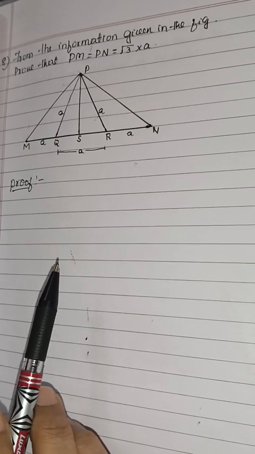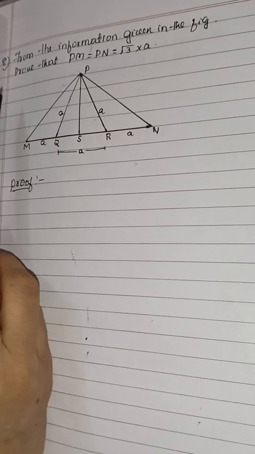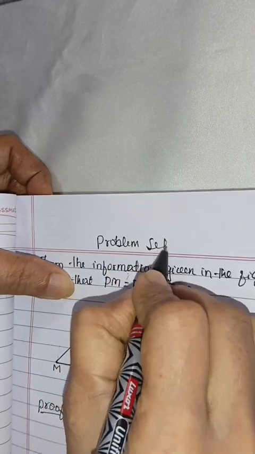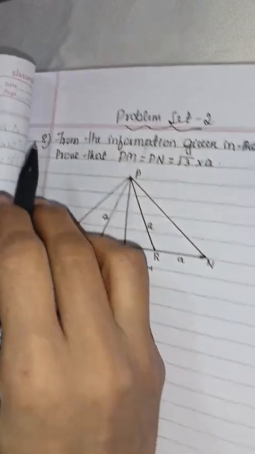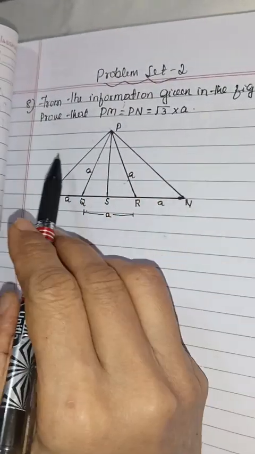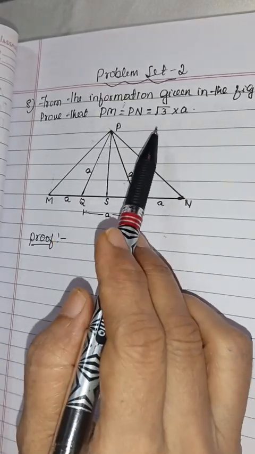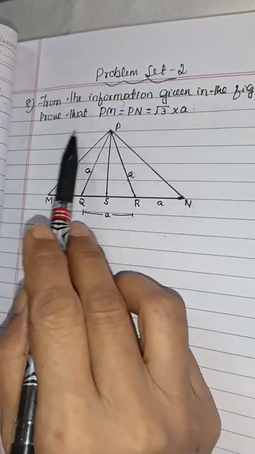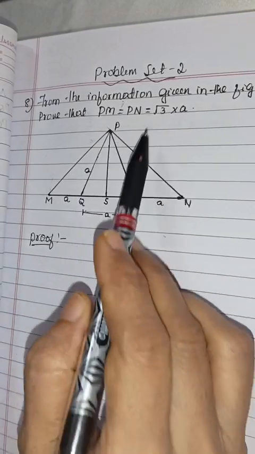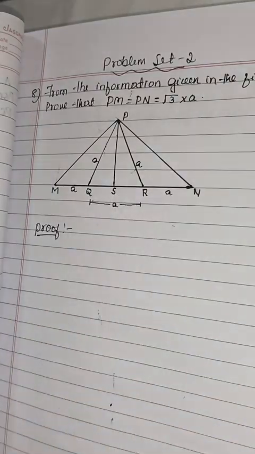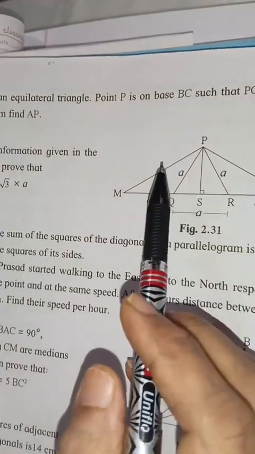Second chapter, Pythagoras theorem. In that, problem set 2, the 8th one. From the information given in the figure, prove that PM equals PN equals root 3 a. That is what we have to prove. This figure is not that accurate, so we'll take it from the book.